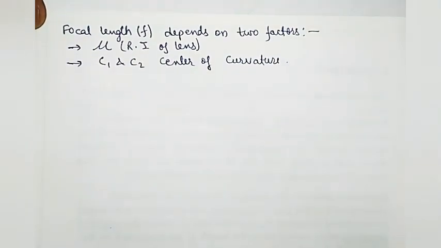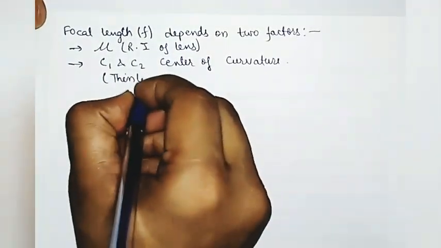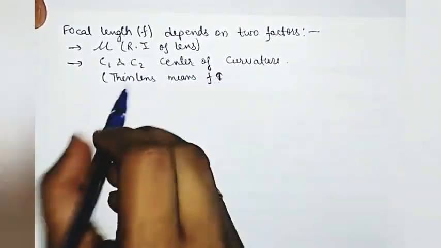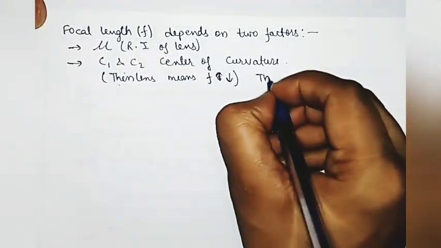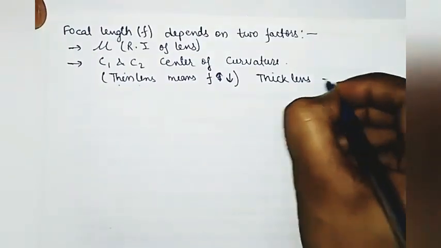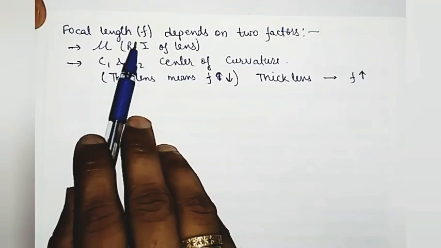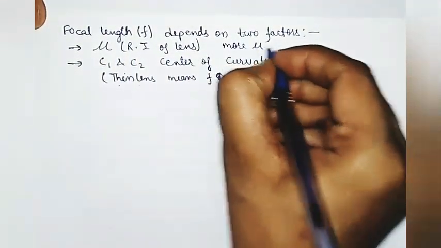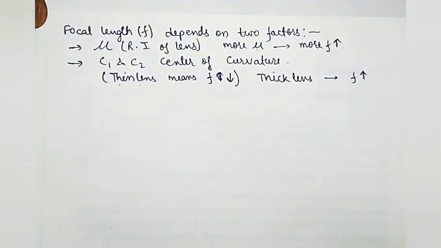A thin lens means the focal length is more, and vice versa, a thick lens means the focal length is smaller. In case of refractive index, the more the refractive index, the more the focal length. These are the two factors on which the focal length depends.